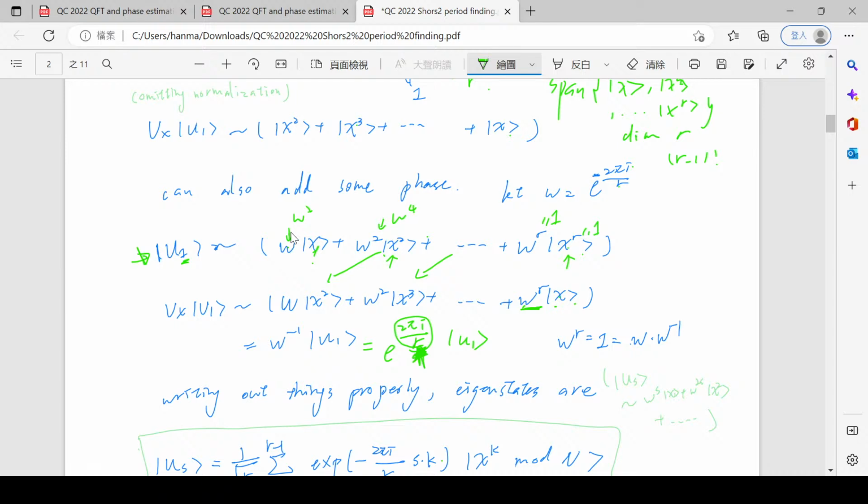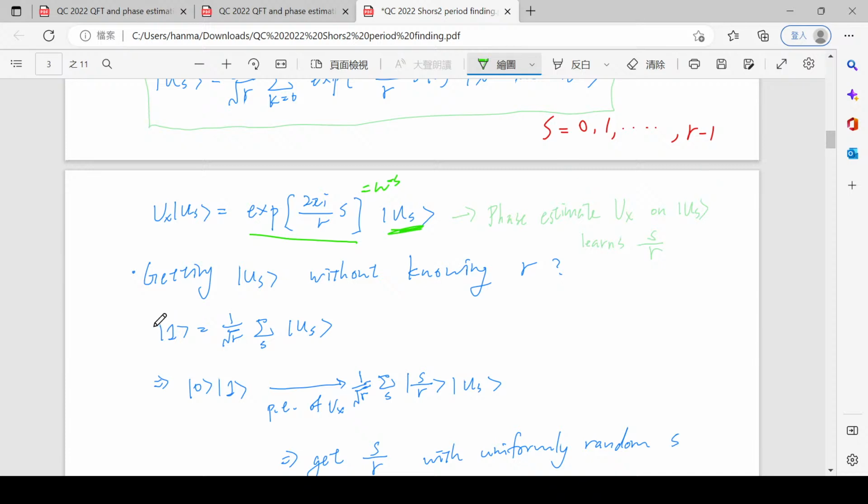And you want to know what's omega, so you can apply the phase here. But the problem is you don't know r, so how do you create this? And the answer is you don't. We cannot create any of the Us. That's pretty hard, probably requiring you to know r. But you can create a superposition of every Us, and that's just a computational basis state 1, which also equals x to the r.